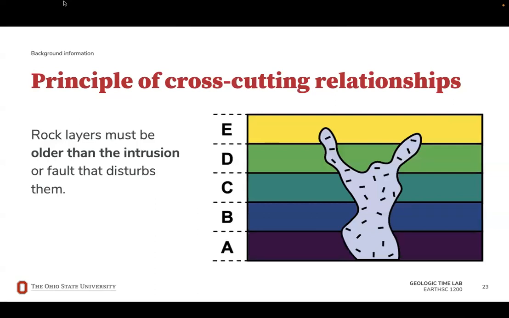The principle of cross-cutting relationships posits that layers in a sequence that are cut through by a fault are older than the fault. The layers must have been there for the fault to cut through them. Igneous intrusions also follow this rule. The layers through which a dike cuts are older than the dike itself. Similarly, rock units that are not cut by a fault or intrusion are younger than the fault or intrusion.